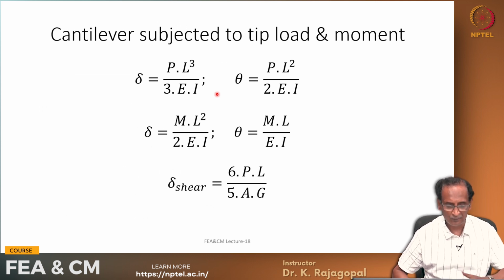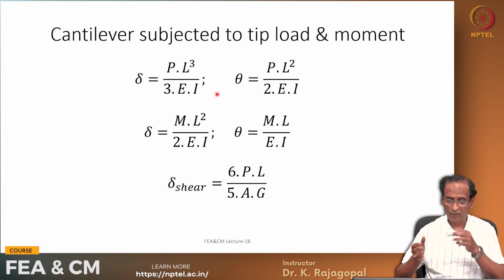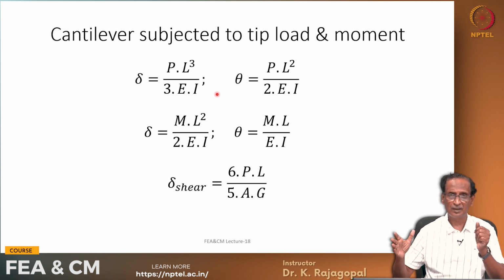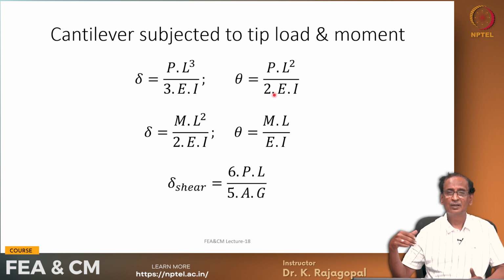And I am going to show one more example on the cantilever beam subjected to tip load and moment, because this is a problem that we understand very well, and if we have a pure flexural member without any shear deformation, these are the deformation and the rotations. Delta is PL by 3I, theta is PL square by 2EI, and delta is ML square by 2EI, and theta is ML by EI. These are the results that we should expect with pure flexural elements.